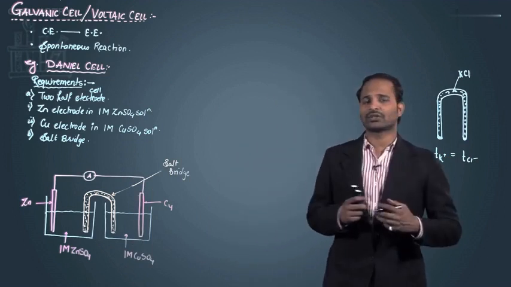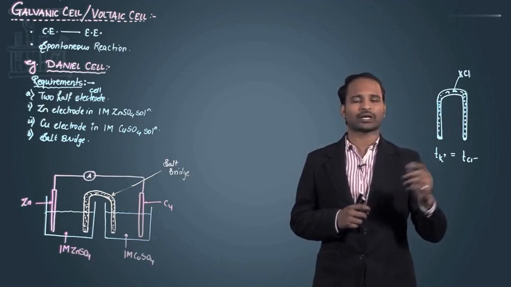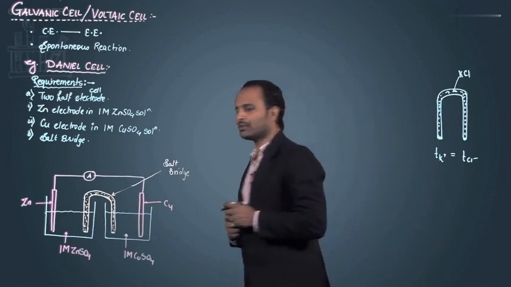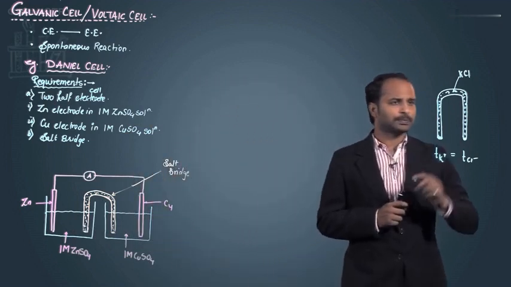Here NaCl is not generally used as an electrolyte in a salt bridge. The reason is that the transport number, that is the mobility, of Na+ and Cl- ions is not the same.